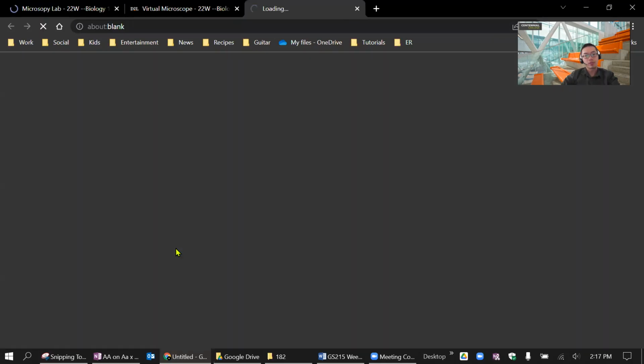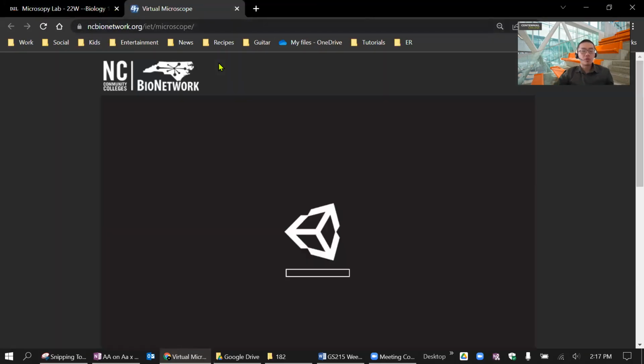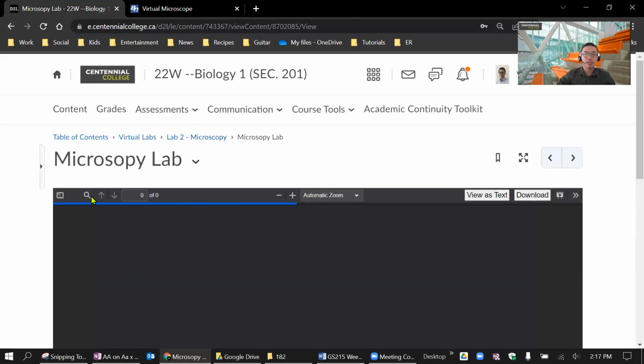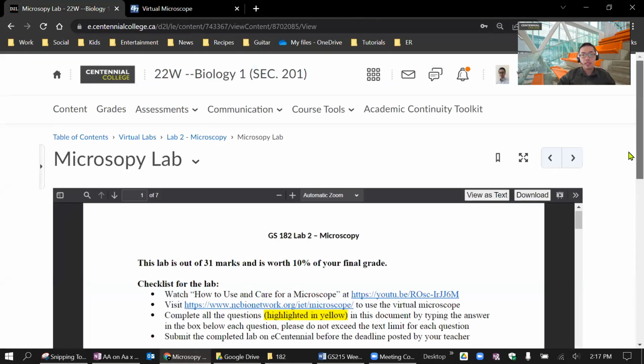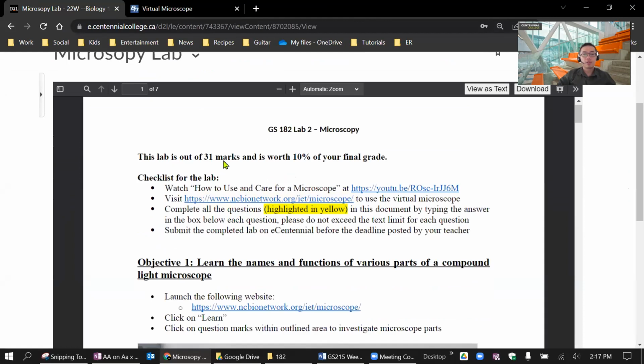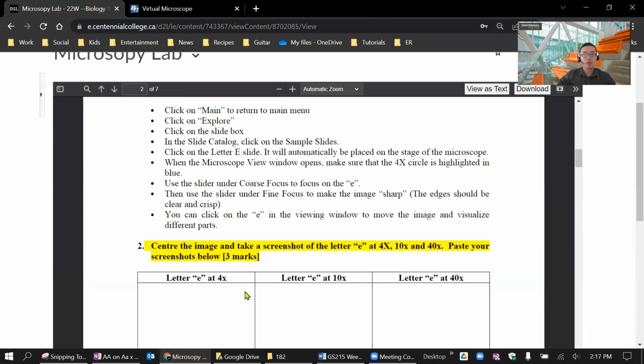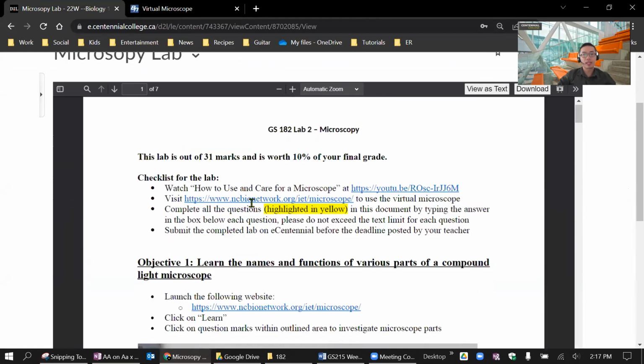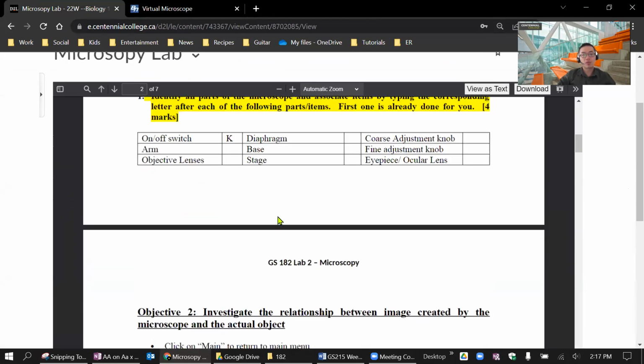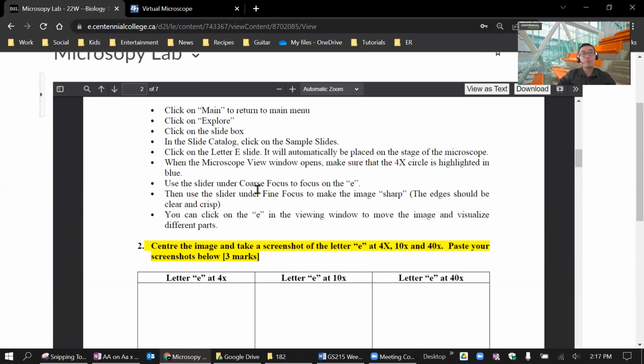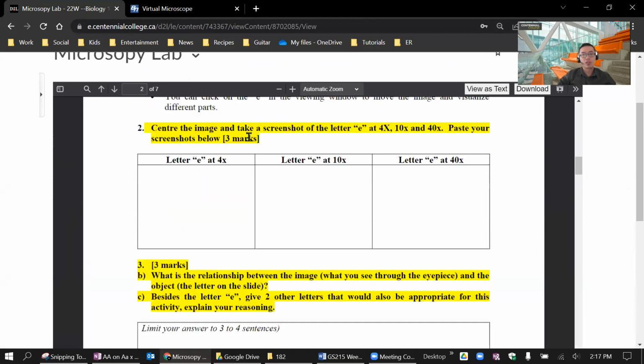So here's the virtual microscope. I don't think it works too well on the phone, so make sure you do it on a computer if possible. A lot of people just skip all these things and then go right to the questions. That's not a good thing to do. Read it because it tells you what to do. There are a lot of instructions here and there, and I don't want you to miss a question, so all the questions are highlighted in yellow for you.